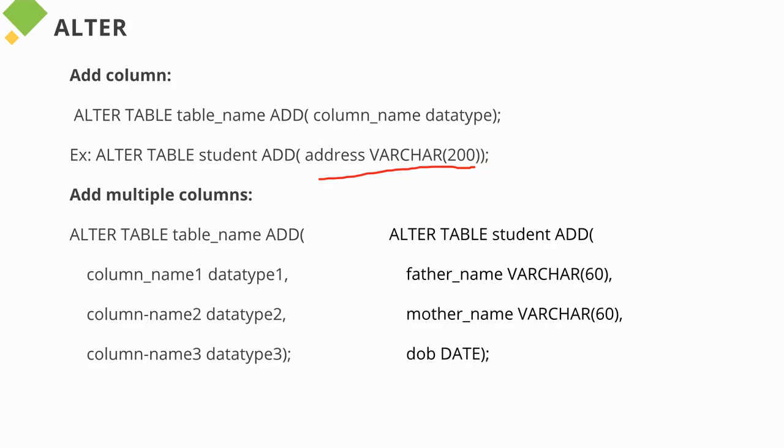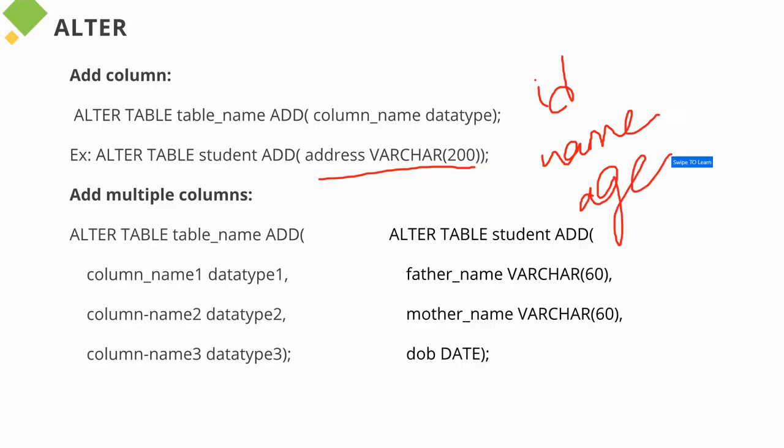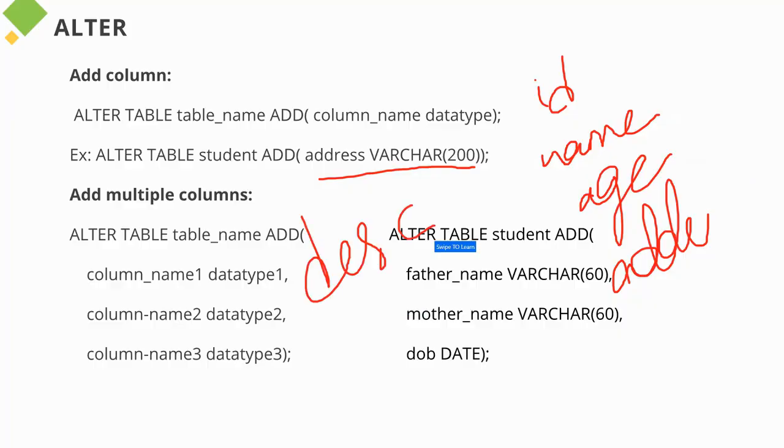So I now have the columns student ID, name, age, and address. I can check with DESC to see all the columns now.